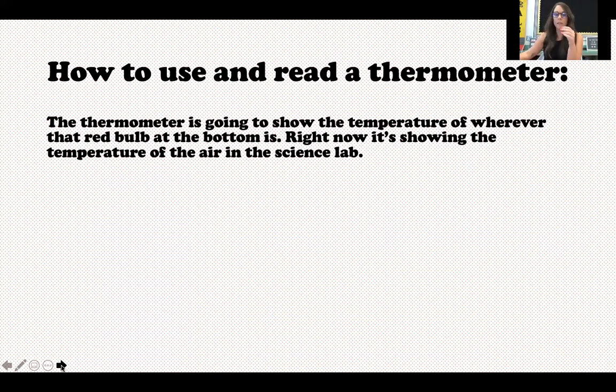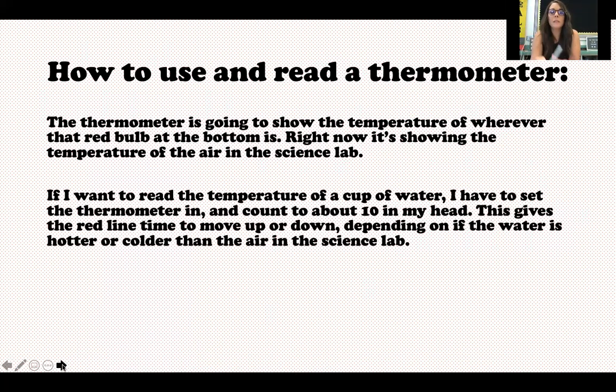So the thermometer is going to show the temperature of wherever that red bulb at the bottom is. So right now, this red bulb is telling us it's measuring the air in the science lab, because that's where the red bulb is, okay? If I want to read the temperature of a cup of water, I have to set the thermometer in and count to about 10 in my head. This gives the red line time to move up or down, depending on if the water is hotter or colder than the air in the science lab.